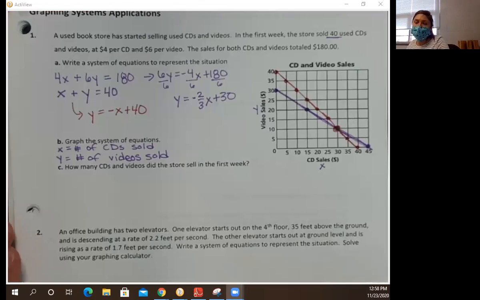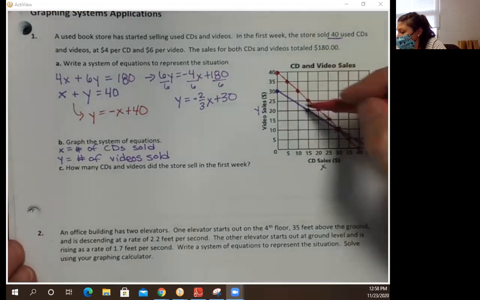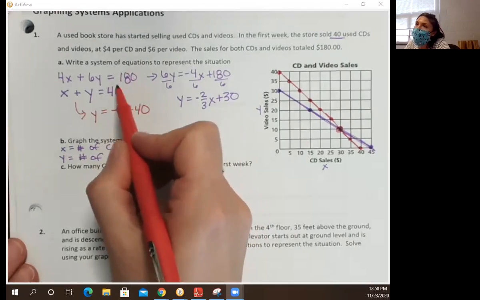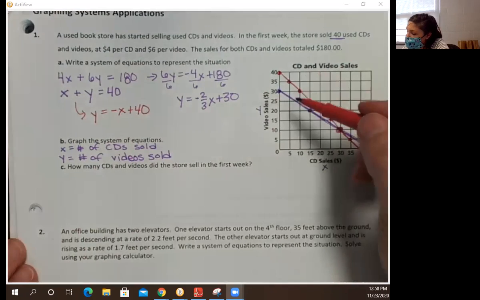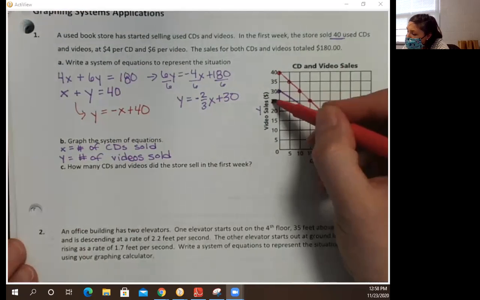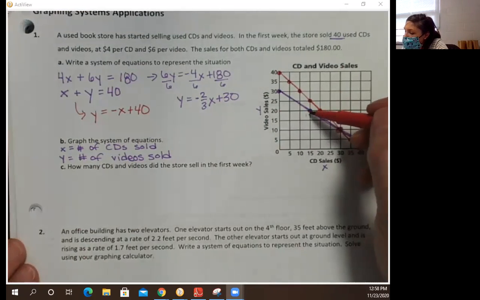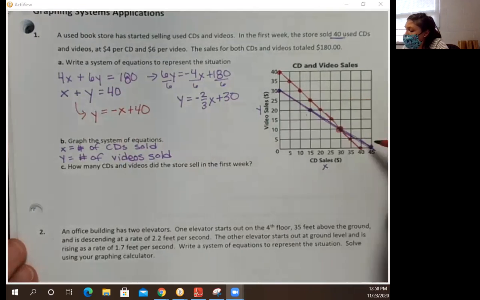And then again, connect my points. So on my purple line, what I see are options that I have to sell $180 worth of things. So I would sell $180 worth of things if I sold no CDs, but 30 videos. Or if I sold 15 CDs and 20 videos, that would be a total sale of $180. So any point on this line represents how many CDs and videos I would need to sell to make $180.